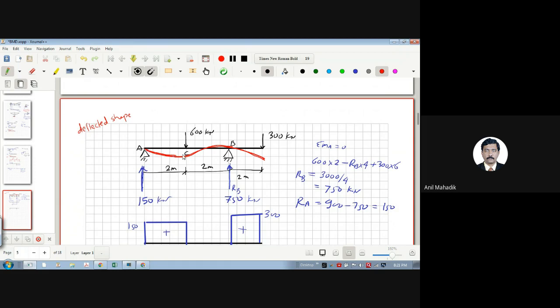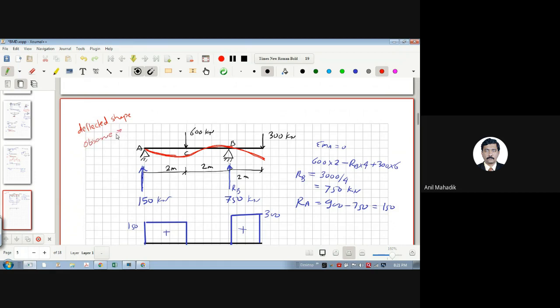Or you can prepare your models at home. Just take any material which is flexible, consider that as a beam, put the load, put the supports, and just see how it is deflecting. So that is also one of the ways of understanding the deflected shapes. Then observe the different structures.